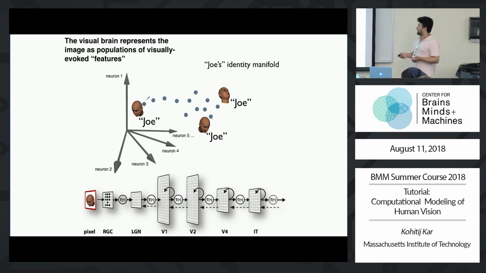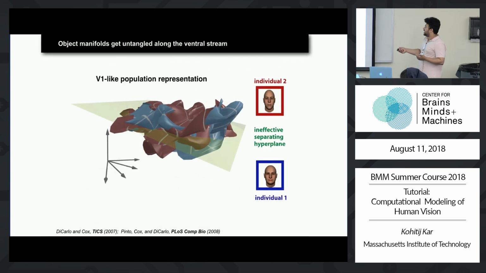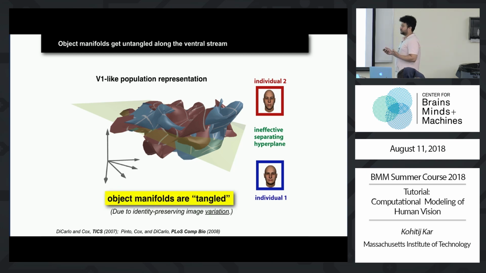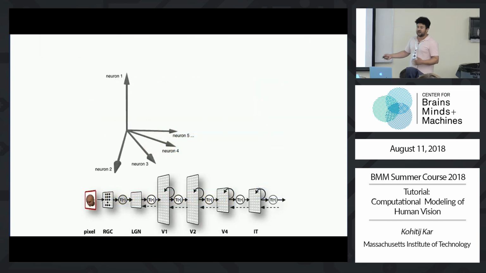And it turns out that if you look at V1, this is kind of what it looks like. So if you have Joe versus, I don't know, Harry, individual 1 versus individual 2, the manifolds are tangled with each other. You cannot really separate two different individuals or sometimes two different objects if you're just looking at V1 representation. And the idea that was proposed by, I think, Jim and Dave Cox at that time, or it might have been reformulated from previous ideas, is that object manifolds might be getting untangled as you go up the hierarchy. So you can think of this hierarchy, V1 has a much more tangled representation, and the tanglement decreases, gets untangled as you go to IT.